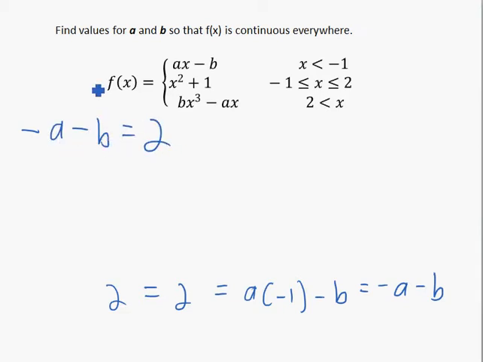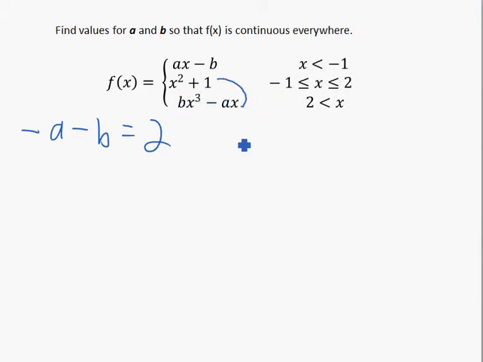From that same logic, when the function splits again at 2, it goes from x squared plus 1 to this function down here. These two functions have to meet. They've got to equal each other. So at 2, x squared plus 1 equals 5. That means I need this function to equal 5 when x is headed to 2. When you plug 2 in here, you get 8b minus 2a. So now we have a system of equations. -a minus b has to be 2, and 8b minus 2a has to be 5.